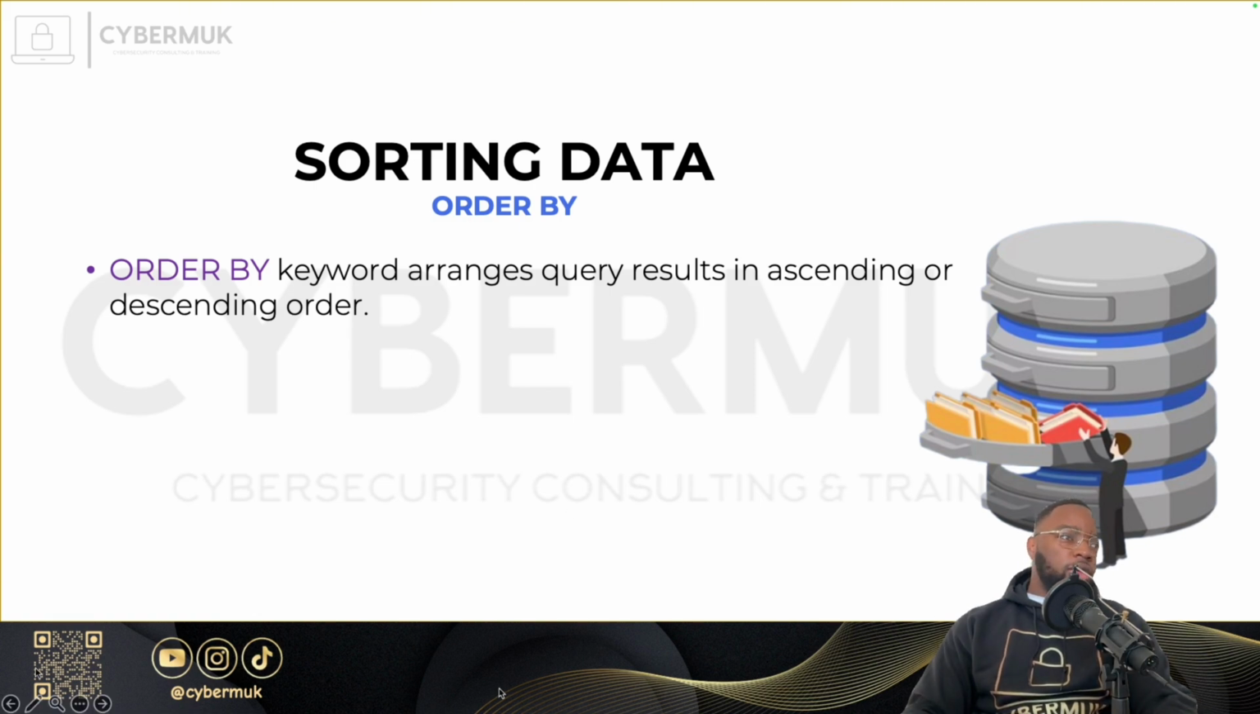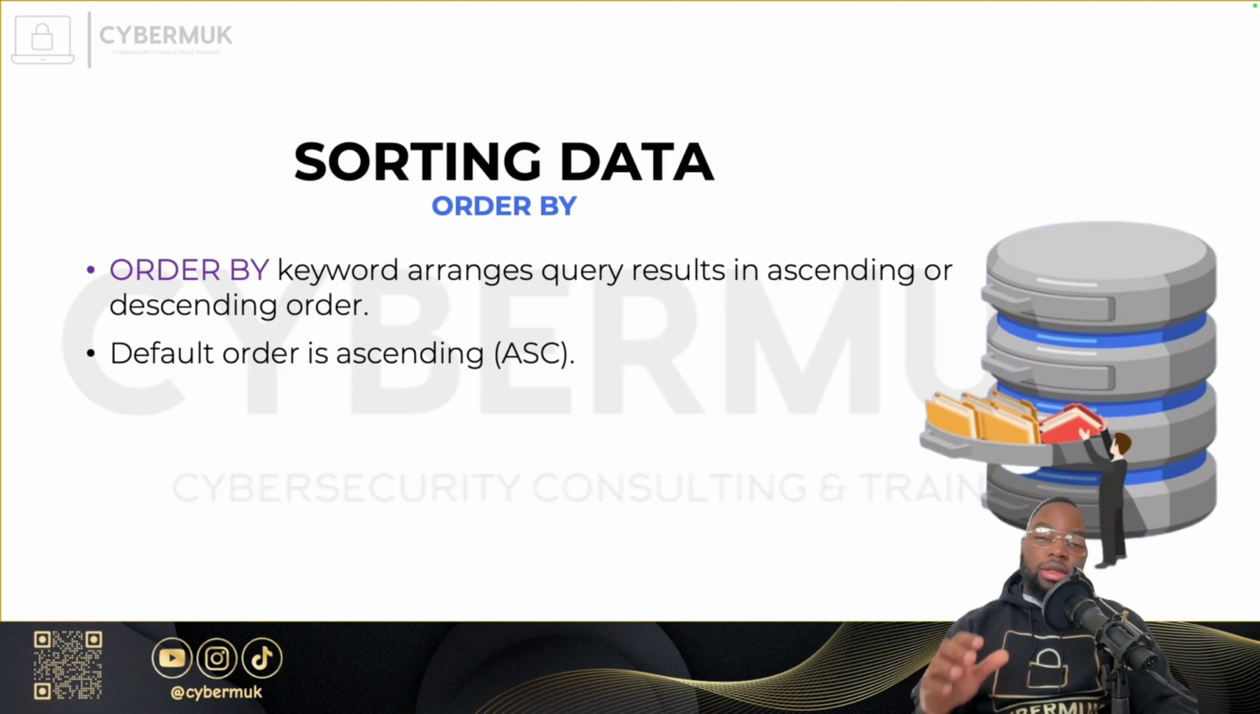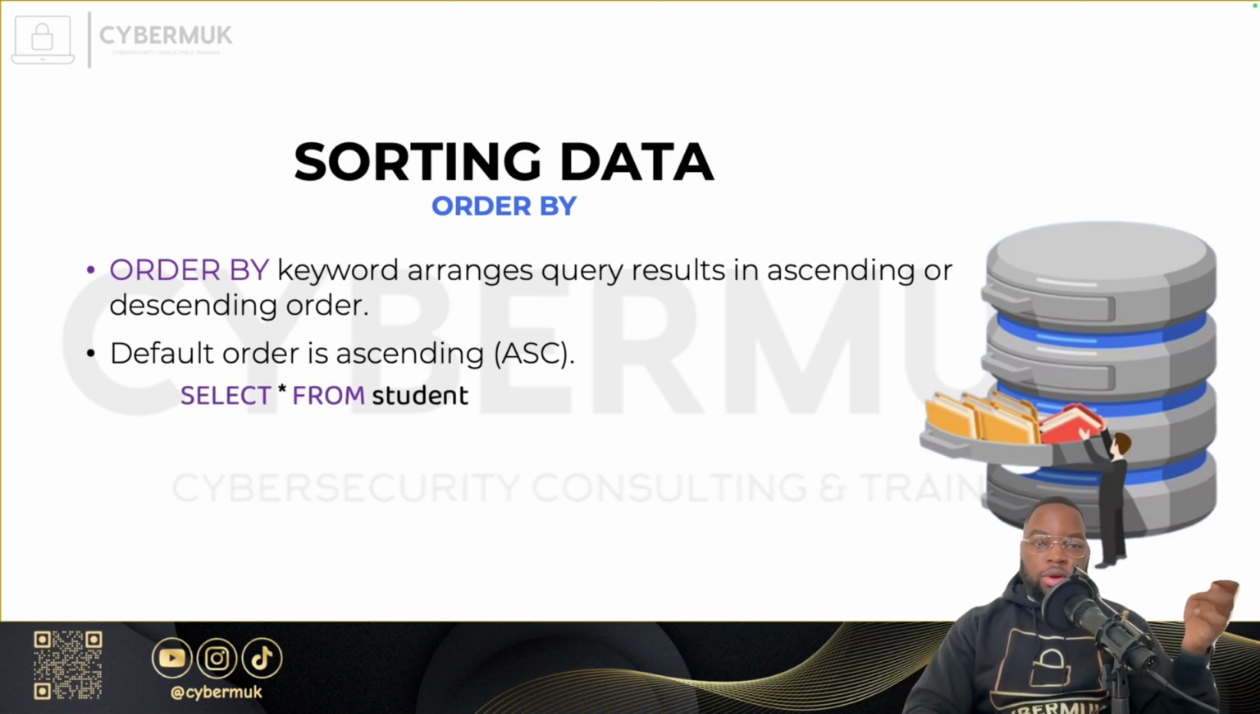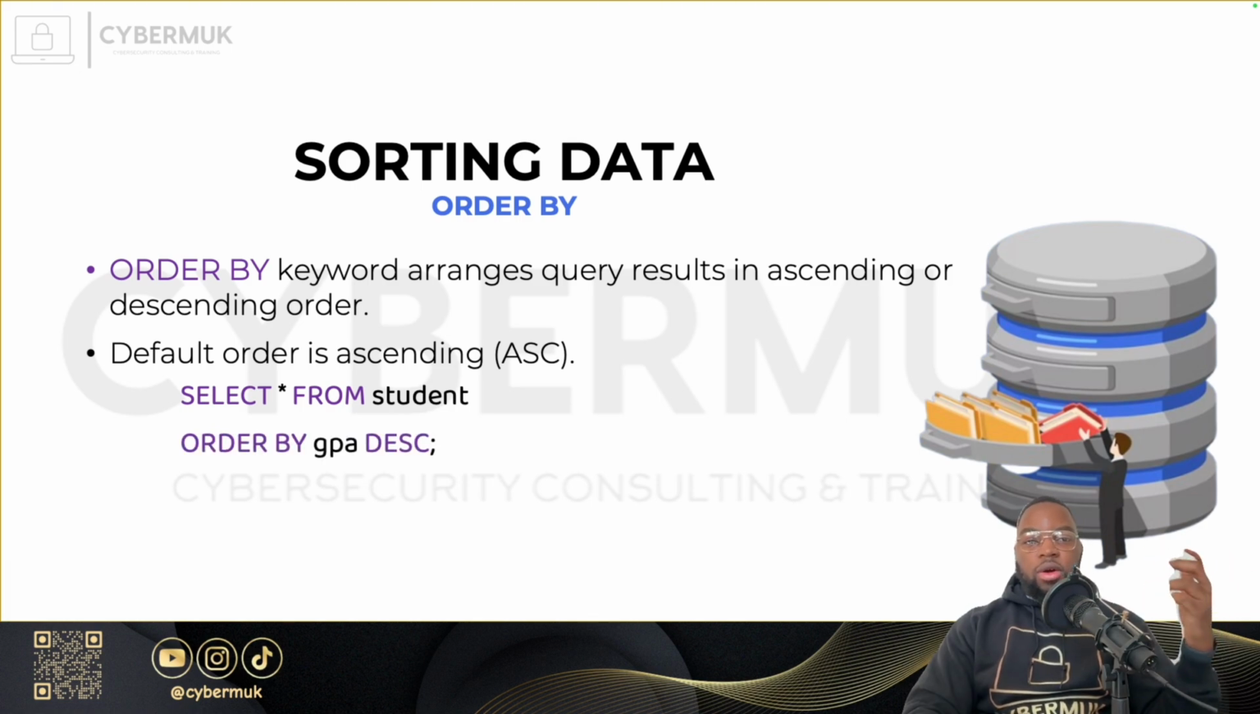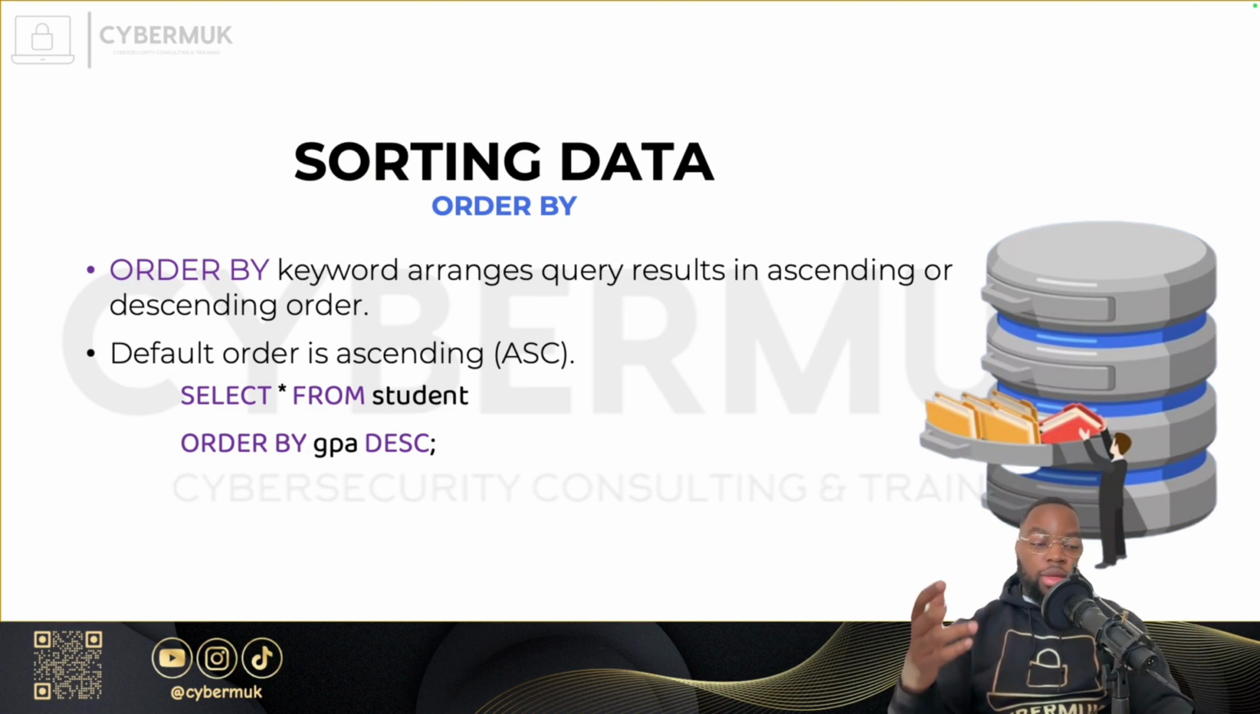So how do you do this? The default order in SQL sorts in ascending order, so from 0 to 100 upwards, or A to Z. If you want to sort in descending order, you will add a specific keyword that I'll show you. But how you do this: select star from student, order by GPA. Now if you want to see from the best students to the least, that will be descending, so DESC. But if you want to go ascending, that will be by default. You don't need to add anything.